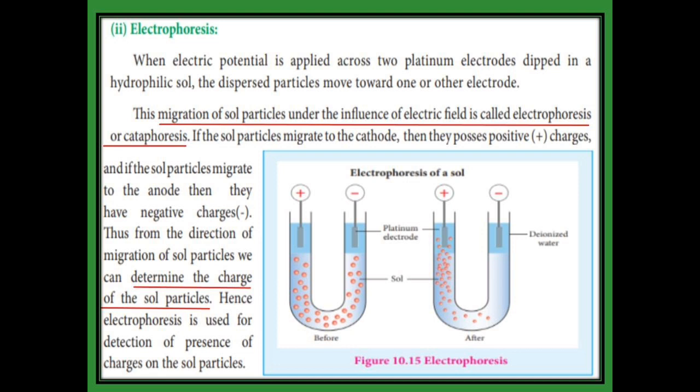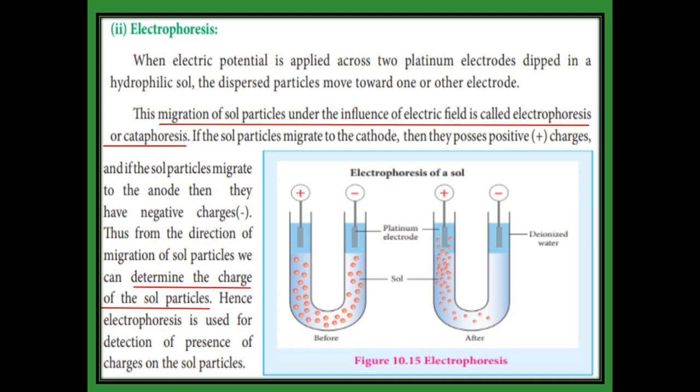From that we can conclude what electrophoresis means. Under the electrical field, the migration of sol particles, that is, the movement of sol particles towards the positive end or negative end, is called electrophoresis or cataphoresis. If the sol particle has a positive charge, it moves to the negative end while electricity is passed.